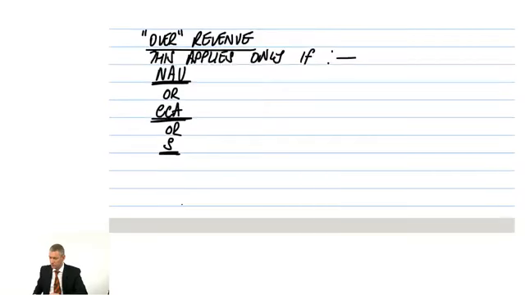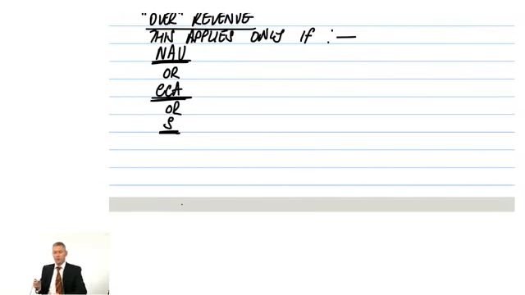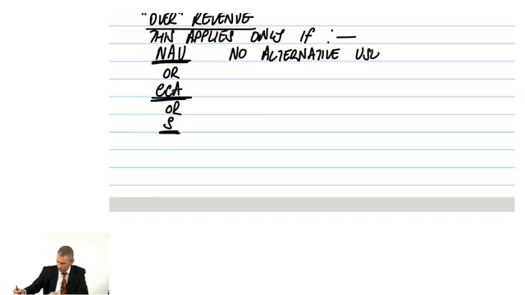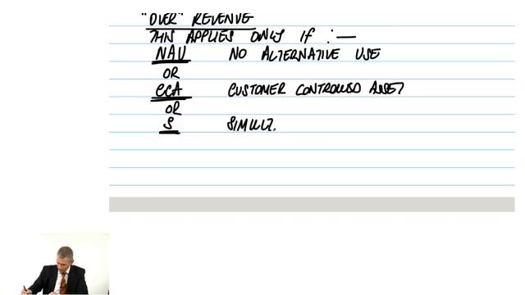NowCAS. If the revenue is no alternative use. If the revenue is customer controlled asset. If the revenue is simultaneous.